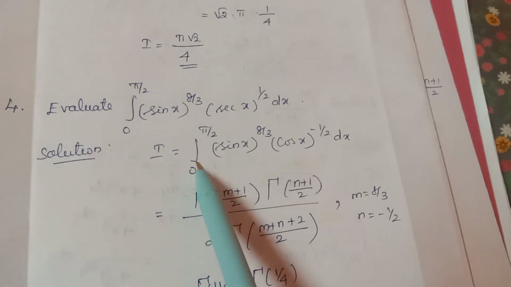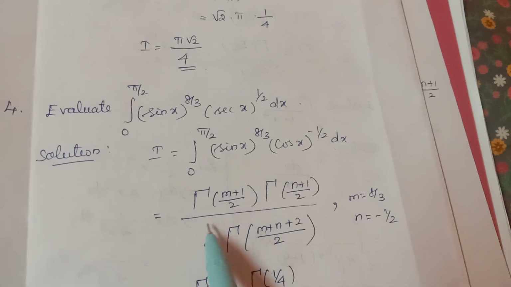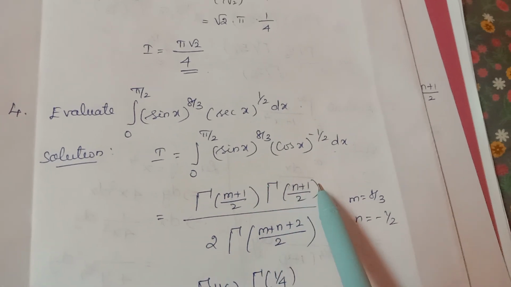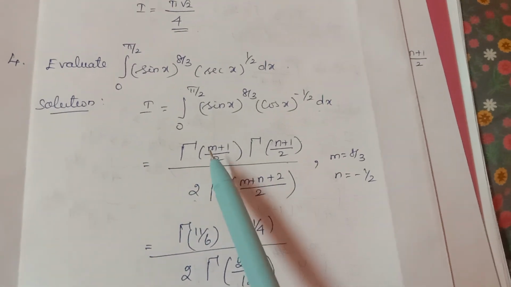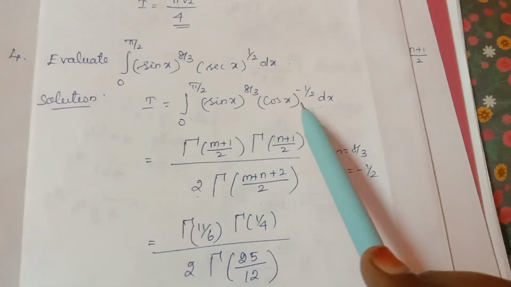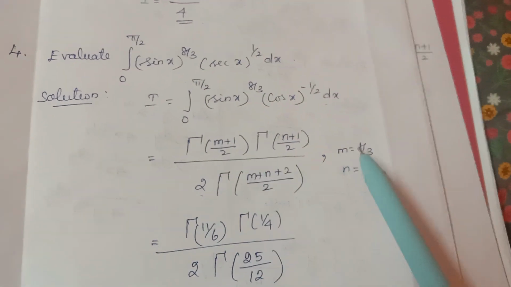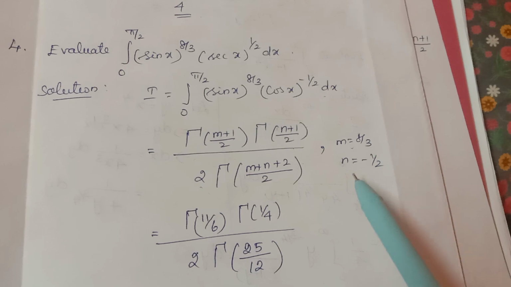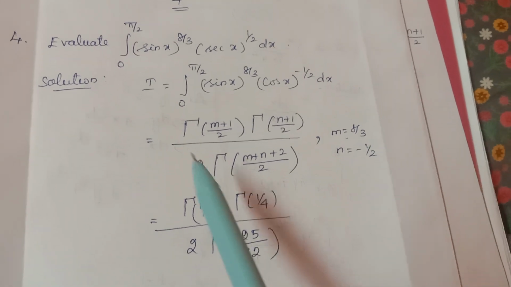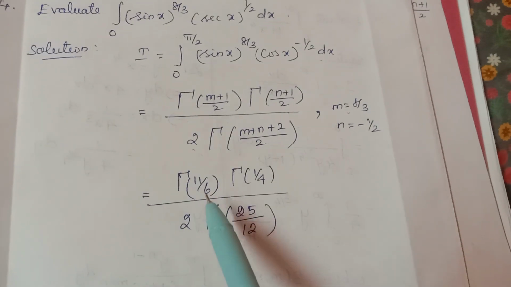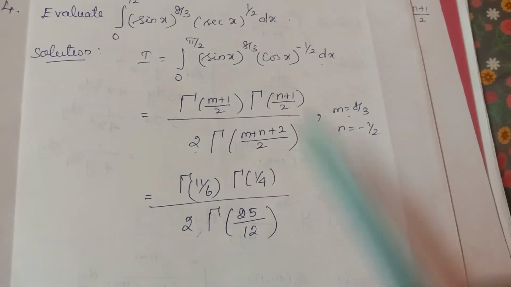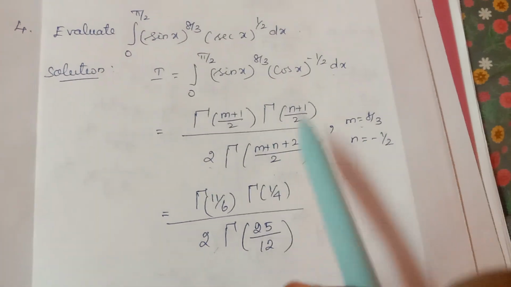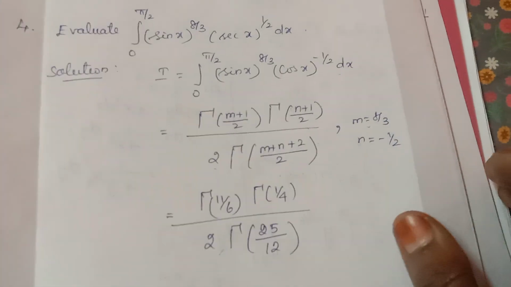So here this is equal to gamma of m plus 1 by 2 into gamma of n plus 1 by 2 by 2 times gamma of m plus n plus 2 by 2, where m is the power of sin x and n is the power of cos x. So m equal to 8 by 3 and n is equal to minus 1 by 2. Simply you substitute the values, we will get the answer. So it's equal to gamma of 11 by 6, gamma of 1 by 4 by 2 times gamma of 25 by 12. So all these values are unknown values, so you can leave this problem here. Okay, right. Next one.